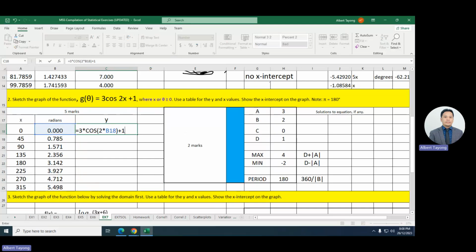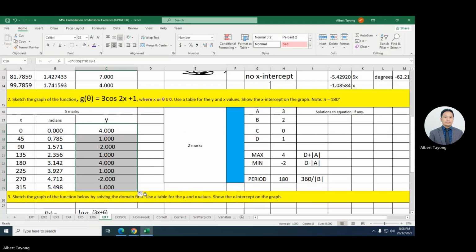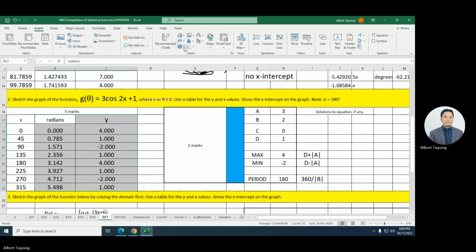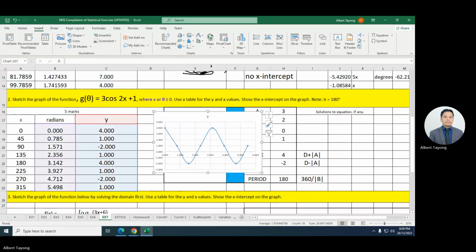Yeah? And then enter. Drag it down. See, we have the maximum is what? 4. What is the minimum? Okay, can you please graph? How to graph, Ahmed? Which one? No, only the last two. These two only, right? Insert the second one.